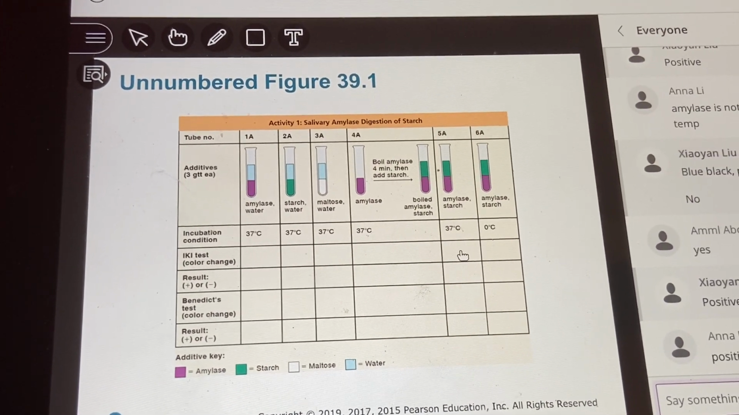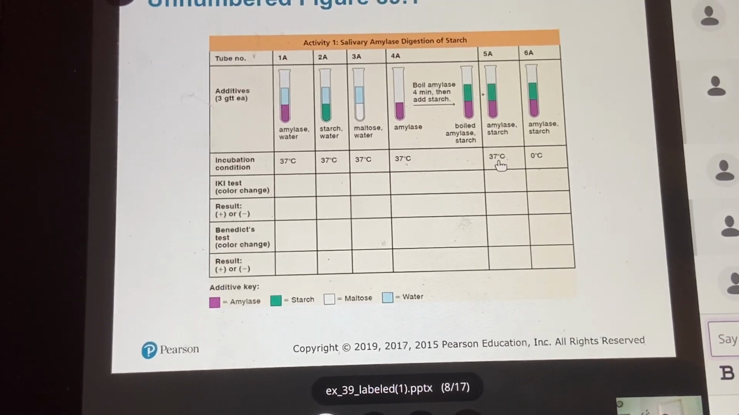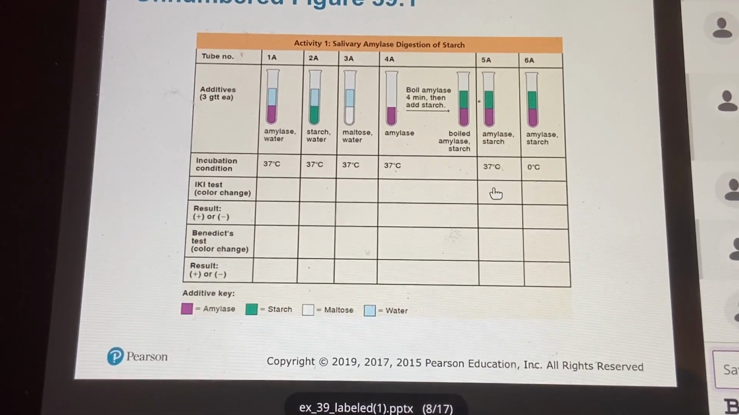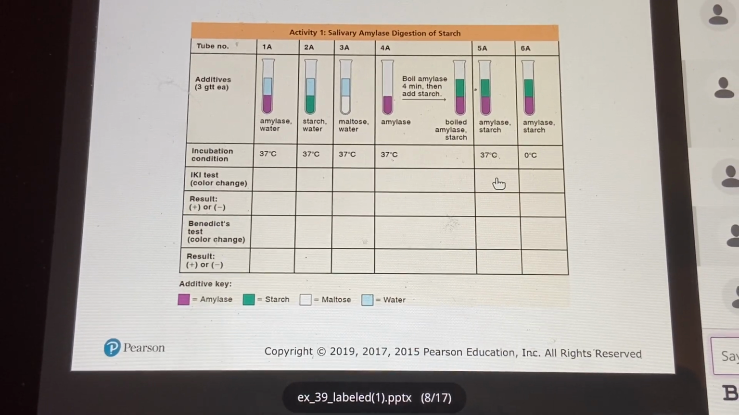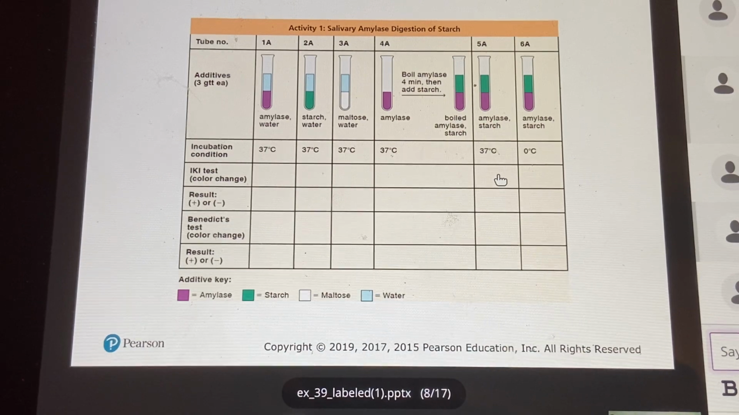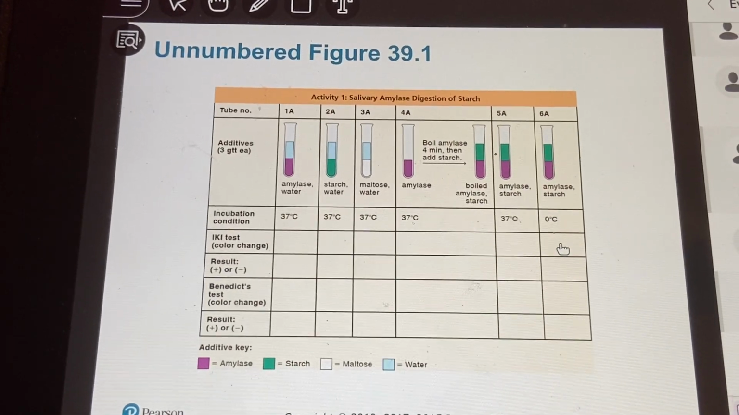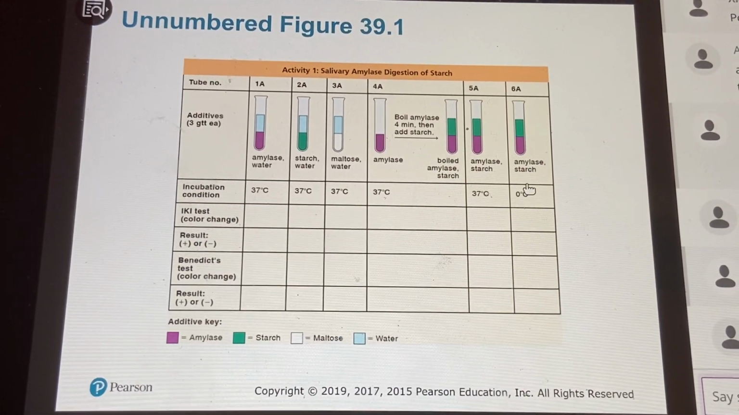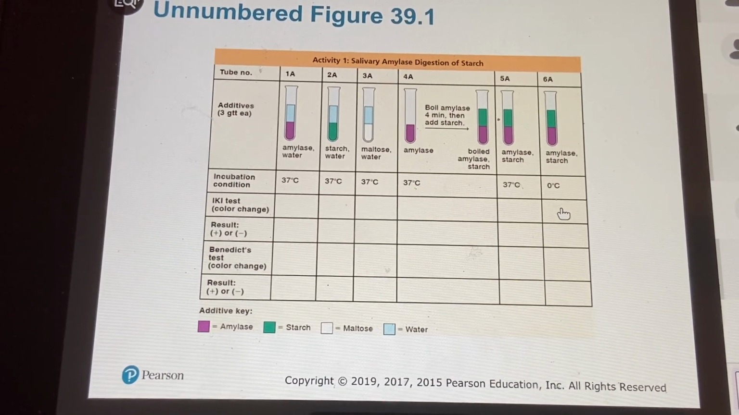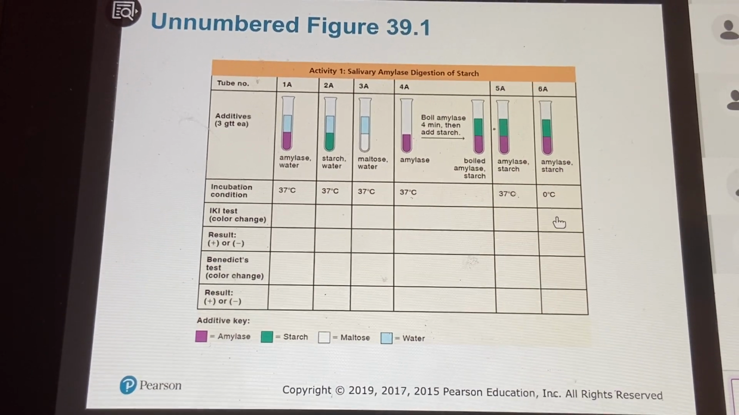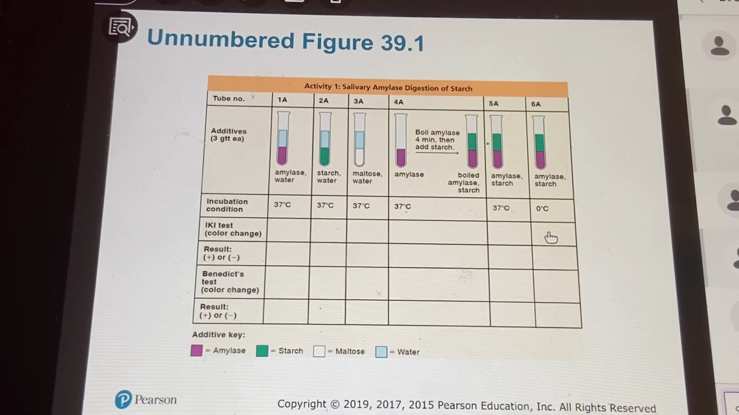What about here? Amylase and starch? No color change, because amylase works at 37 degrees Celsius. So it should have dissolved the starch. There is no more starch here, so the IKI test is negative. Okay. Did you get the clarification? Negative, no change in color. What about here? Amylase and starch. You killed the amylase basically at 0 degrees Celsius. So you test for IKI. What happens here? Positive, because you did not dissolve the starch. So it is blue-black here, okay?